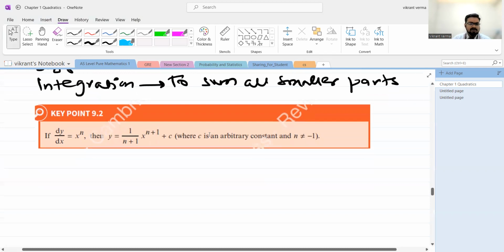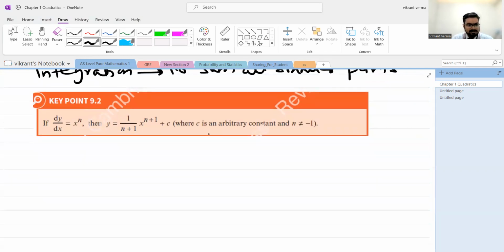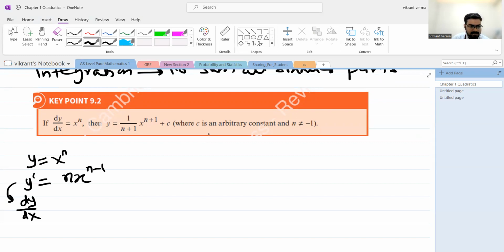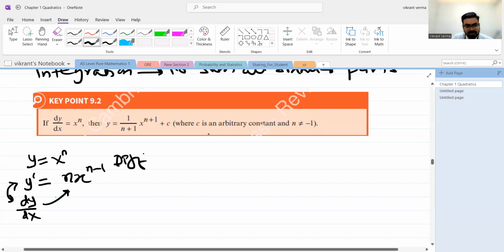Okay, so this you have already studied, that the derivative of x raised to the power n is what? For example, your function is y is equal to x raised to the power n. Then if you want to take the derivative of this, it will be y dash. It will be n x raised to the power n minus 1. Okay, this is the value of the derivative, and another symbol of y dash is nothing but dy by dx. So these both are equivalent symbols. So the value of dy by dx is nothing but n x raised to the power n minus 1. So this formula was for differentiation.